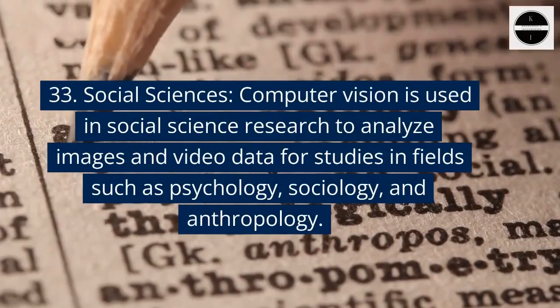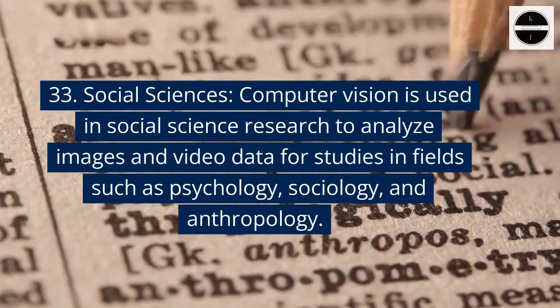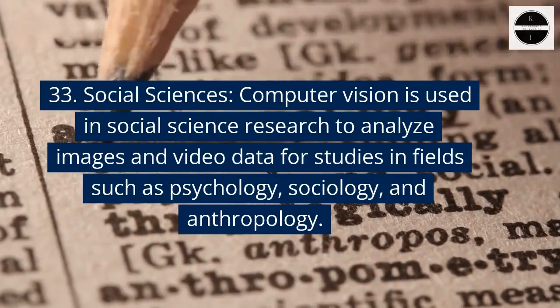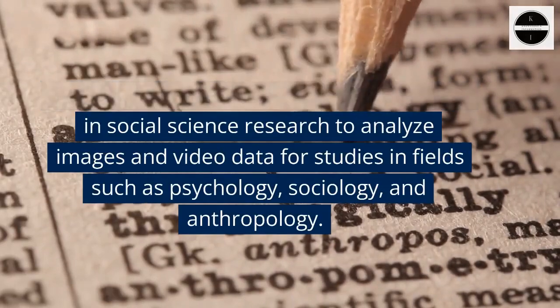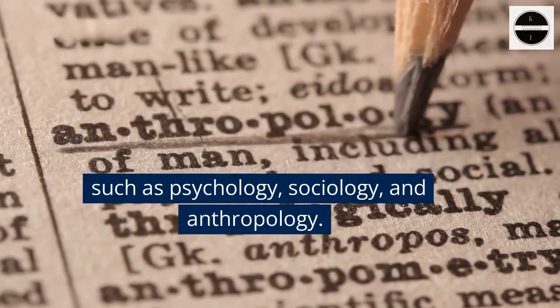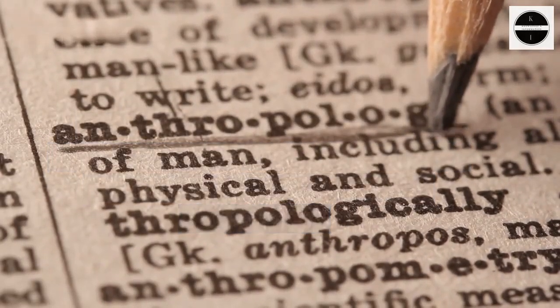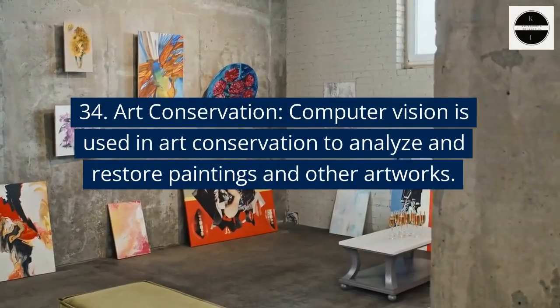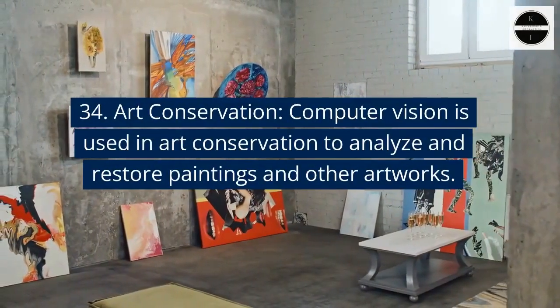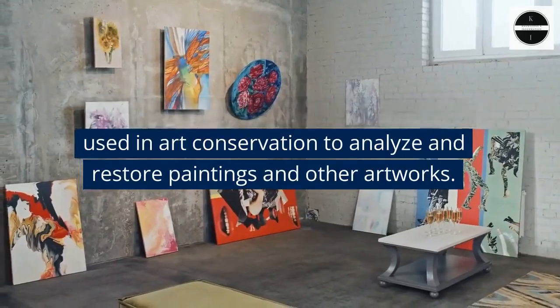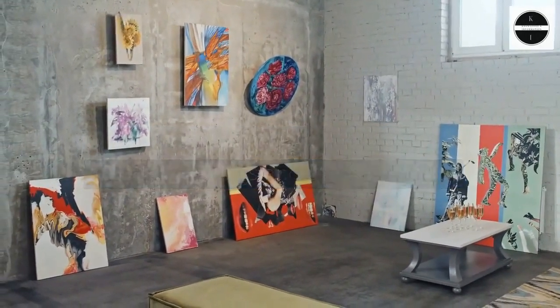33. Social sciences. Computer vision is used in social science research to analyze images and video data for studies in fields such as psychology, sociology, and anthropology. 34. Art conservation. Computer vision is used in art conservation to analyze and restore paintings and other artworks.